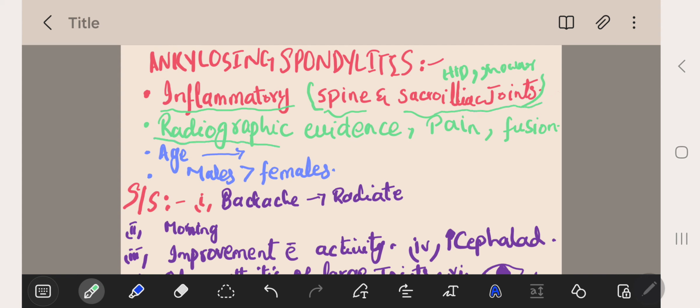There should be radiographic evidence to label the disease as ankylosing spondylitis, because when we do an X-ray, we can see the bamboo spine. I will show you the X-ray. There is pain and fusion of the vertebrae, and therefore the joint spaces are lost, and the mobility of the spine is reduced.